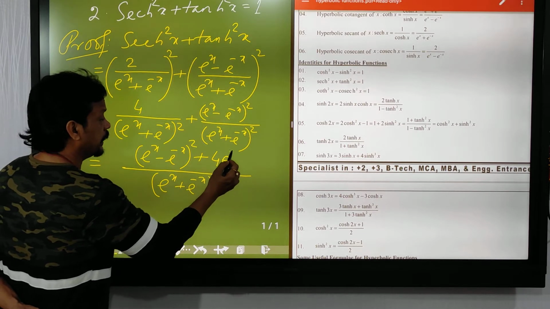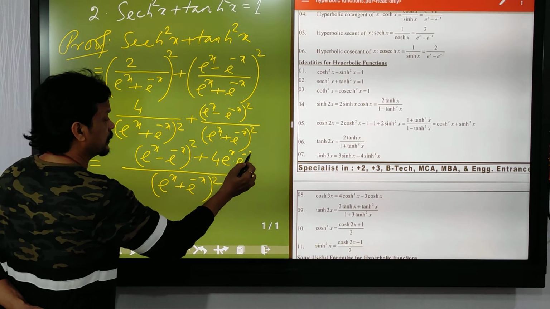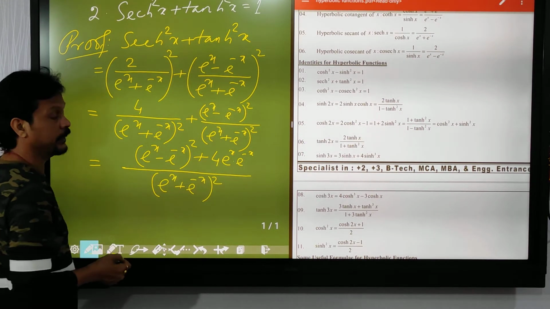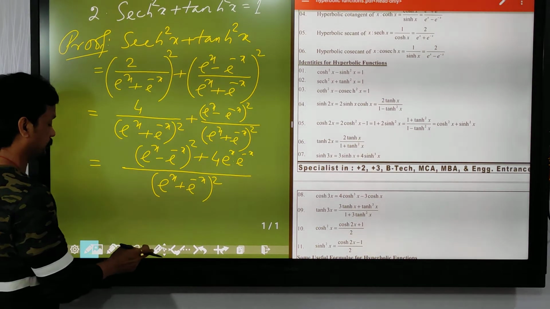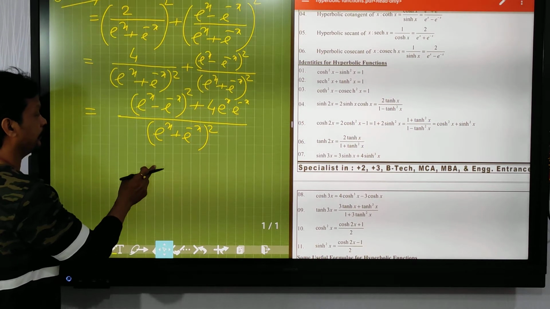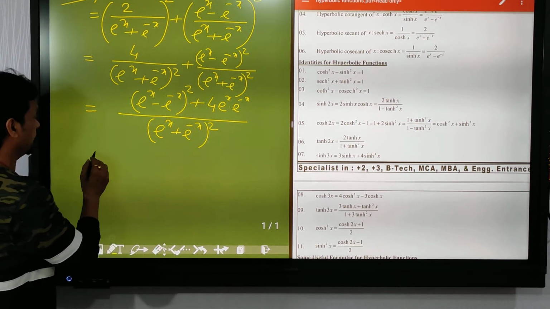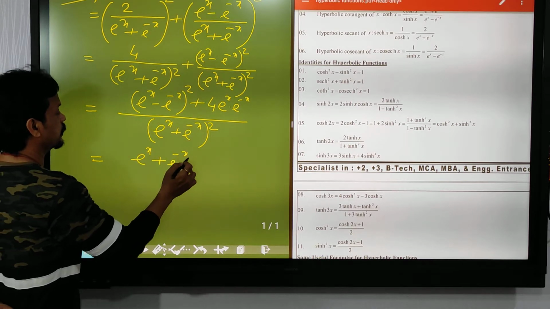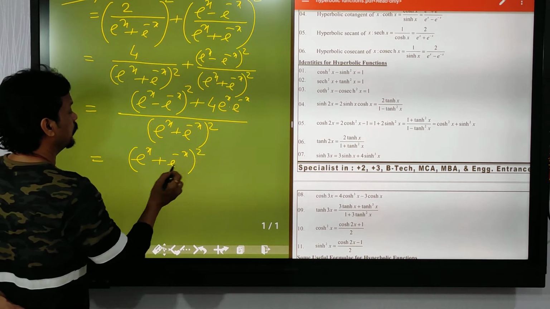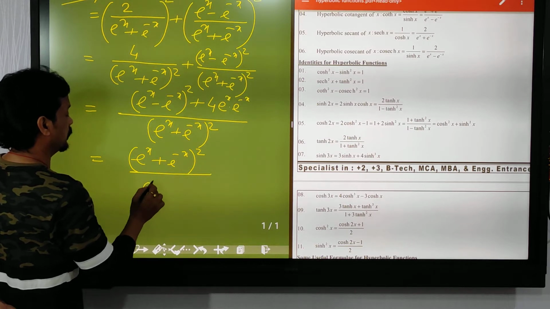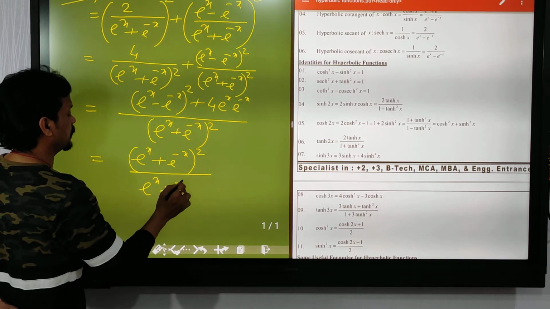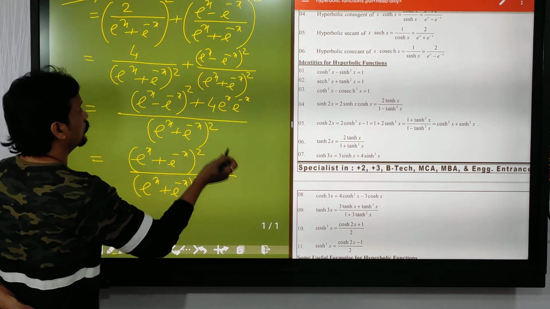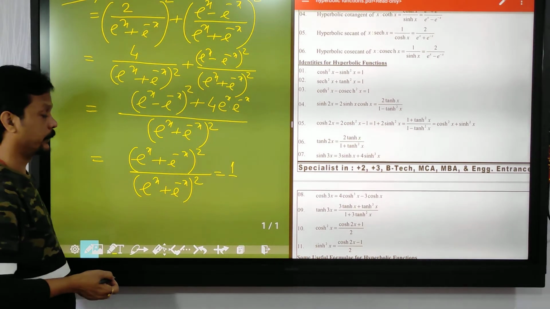Here I can write e to the x into e to the minus x. That means a minus b whole square plus 4ab is a plus b whole square. Clear? You can write a plus b whole square. So this one is e to the x plus e to the minus x whole square. You should remember all the formulas. So numerator and denominator cancel out, you will get 1, which is your requirement. Clear?